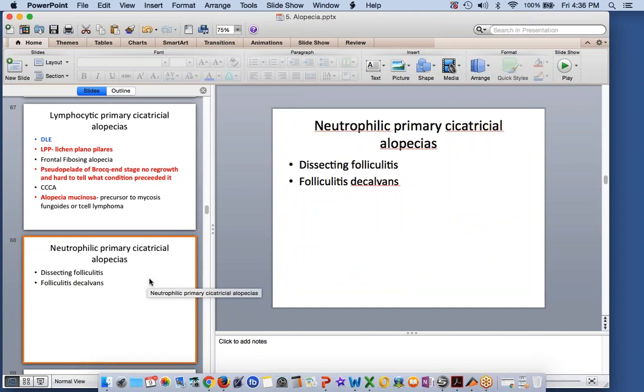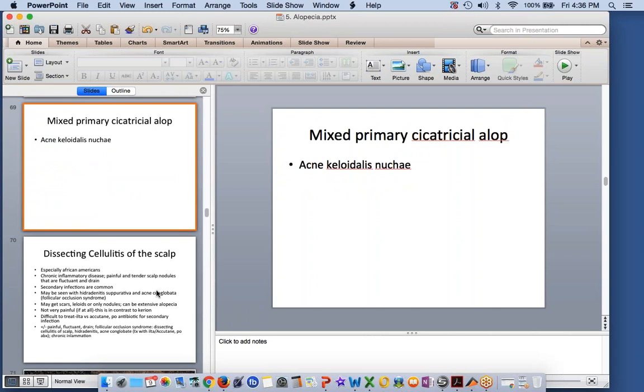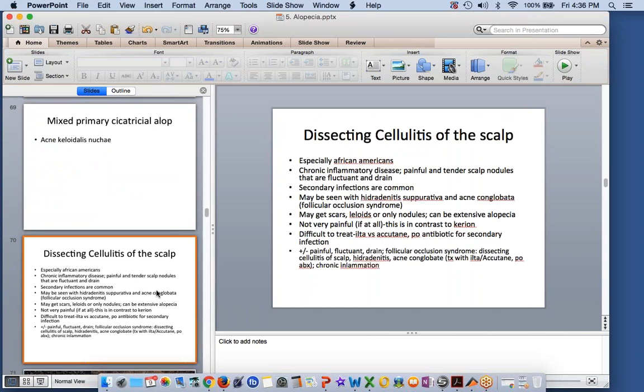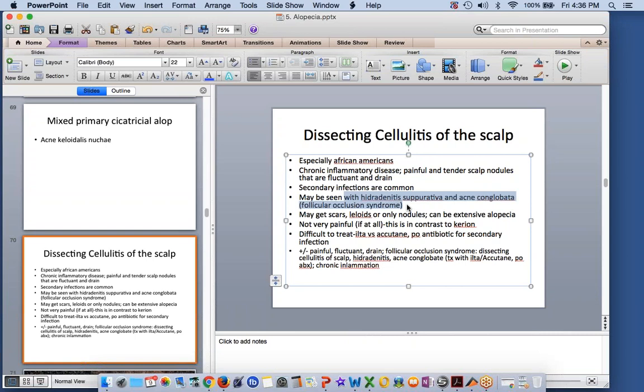Now, there are infiltrates which are seen in neutrophilic types of cicatricial or scarring alopecias, and these are the two types of alopecia. They're hard to treat because neutrophils are acute and usually very buggy. And dissecting cellulitis of the scalp is one of those neutrophilic scarring alopecias. It's difficult to treat, and you'll see pictures of that. It's sometimes associated with hidradenitis suppurativa and acne conglobata.